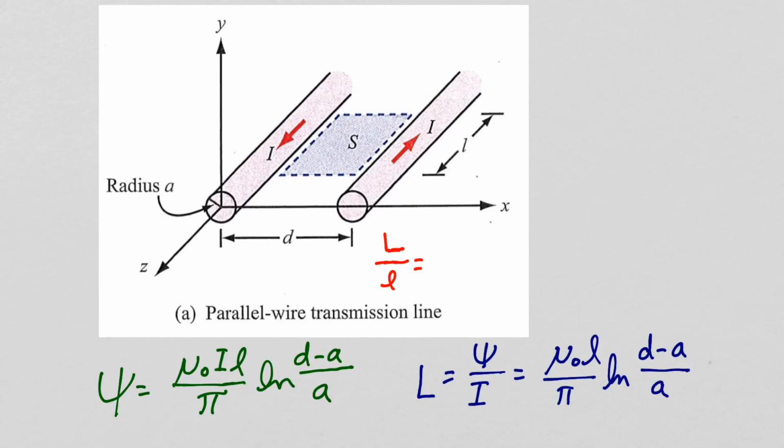To get the inductance per unit length, we will take this inductance for a segment of length L of our transmission line and divide by that length L. So our inductance per unit length is mu 0 over pi, the natural log of d minus a over a.